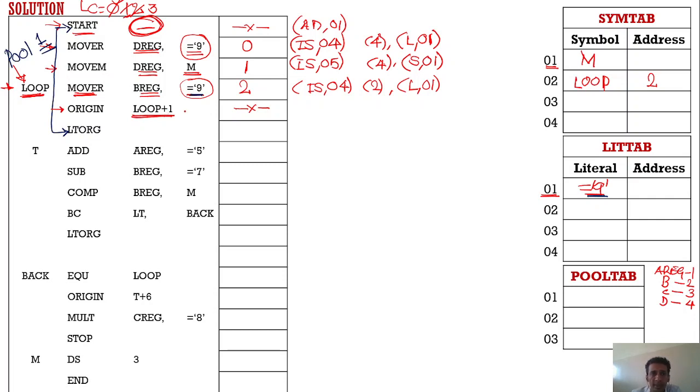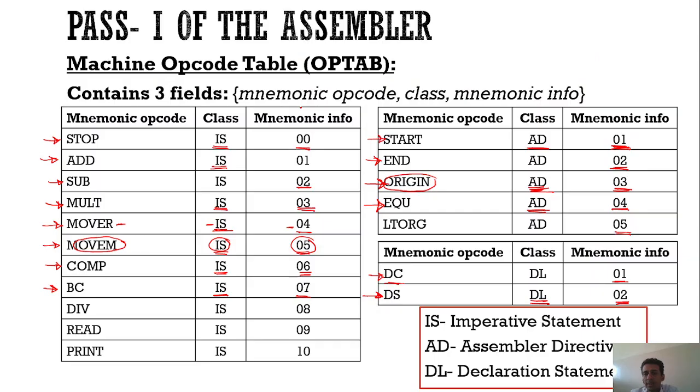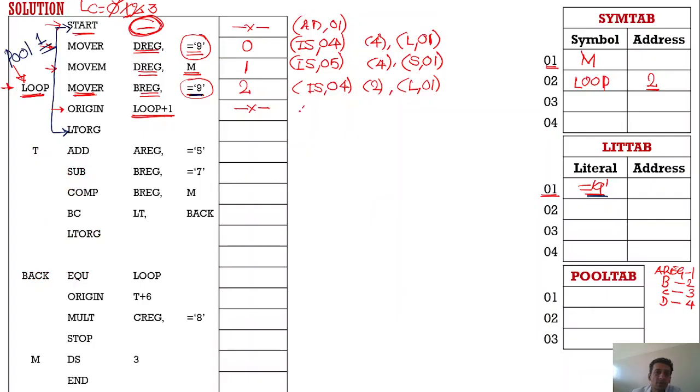It's loop plus 1. So loop is a symbol. We are going to get loop in the symbol table. We need to fetch its address, which is 2 plus 1 equal to 3. So LC is required to be updated to 3, which is already 3, so we need not do anything. Rather we will be writing this statement in some intermediate form. So origin has mnemonic info 03 and its class is AD. So this will help us to write it in intermediate form.